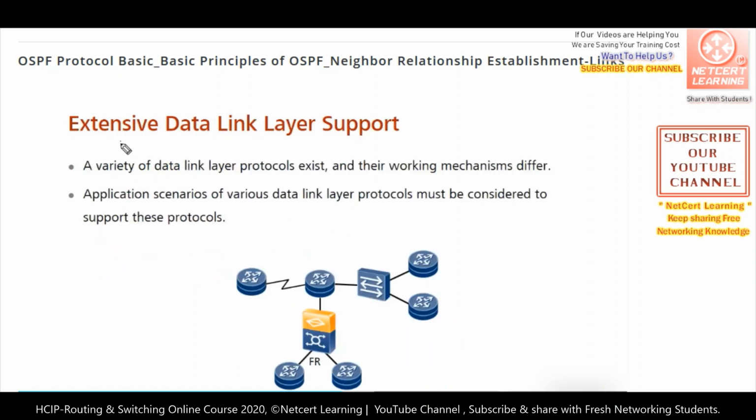Let's examine extensive data link layer support. Data link refers to a layer 2 supporting OSPF.